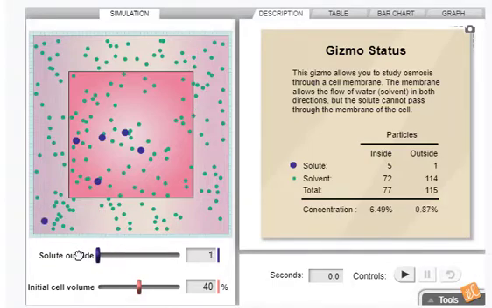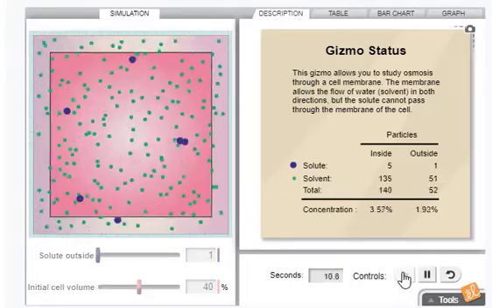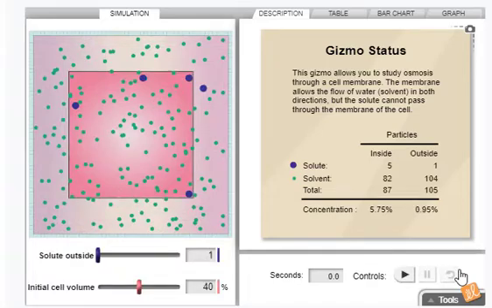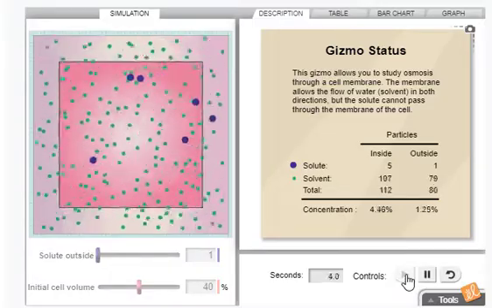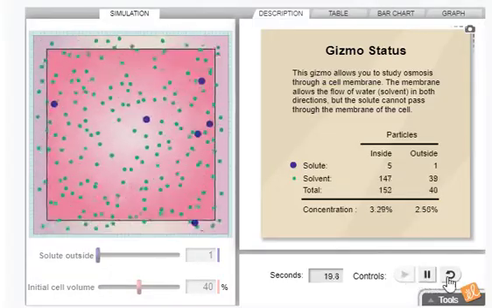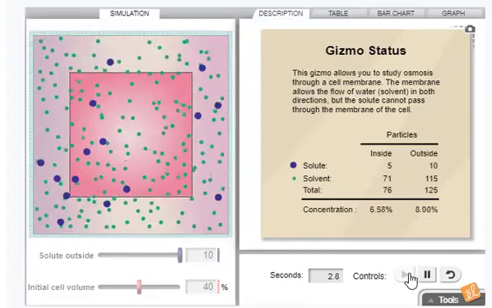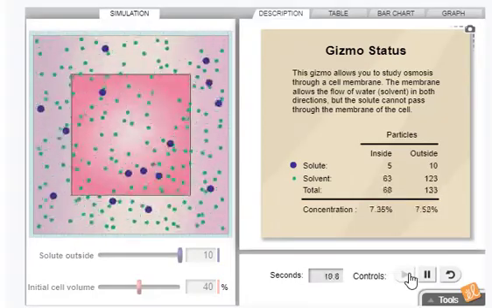So I'm going to put it to the smallest number, solute outside, and hit play. I'm going to watch what happens to our cell. So once again, I have a solute outside at 1, cell volume at 40. I'm going to hit play. We're going to do the opposite now. I'm going to put the solute to the other extreme, and I'm going to hit play, and we're going to see what happens to the cell then.